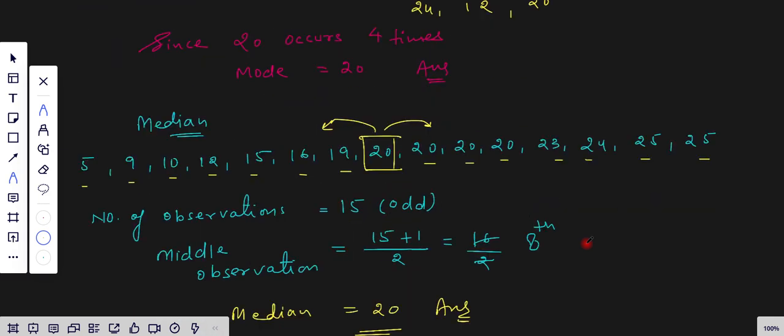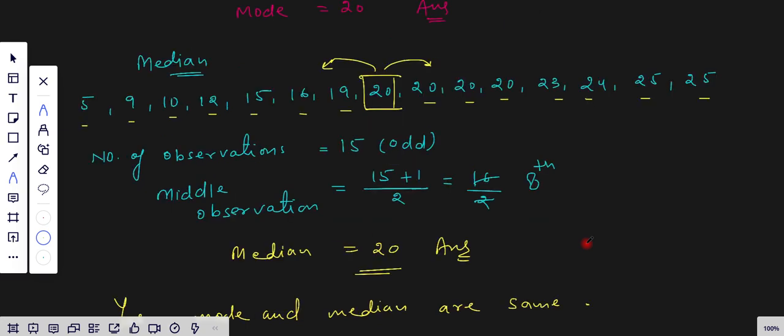For median, you need to arrange the data in ascending or descending order. Most preferable is ascending order. So I arrange this data in ascending order. Then I calculate the number of observations. There are 15 observations, and 15 is an odd number.